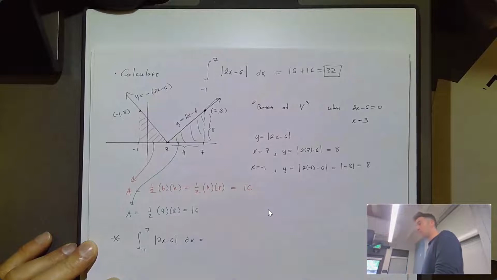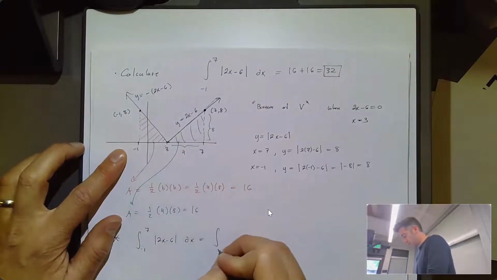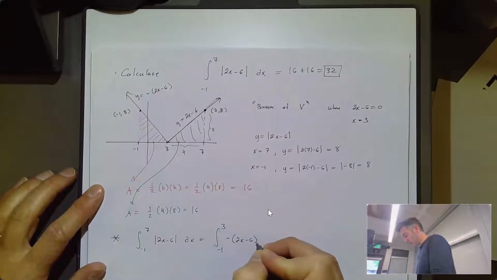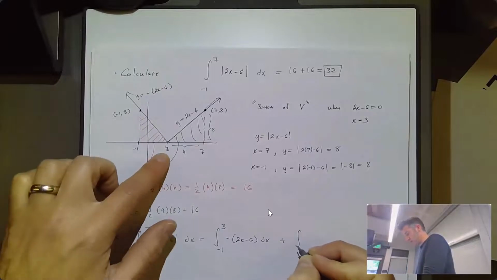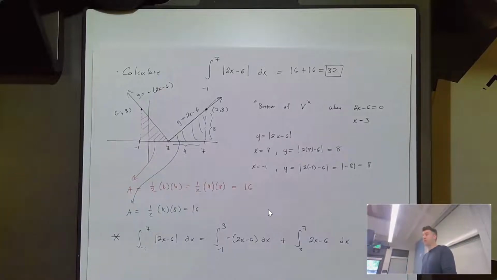And so if you wanted to, instead of doing it the way we just did it, you could break it up as two integrals. The integral from -1 to 3 of negative 2x minus 6 plus the integral from 3 to 7 of 2x minus 6. That would also work out just fine, but it's a little more computationally heavy.